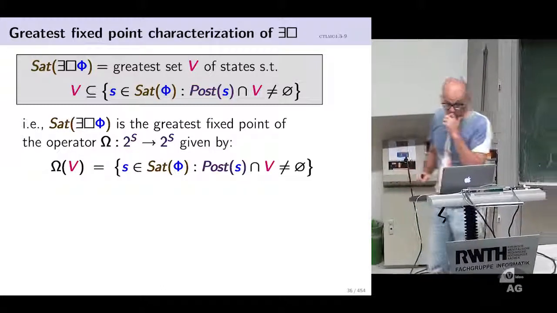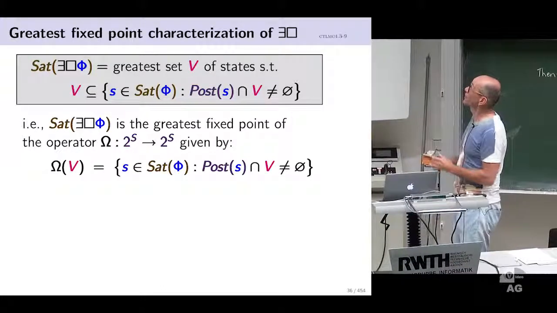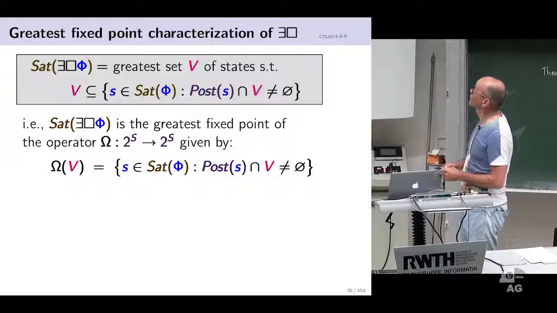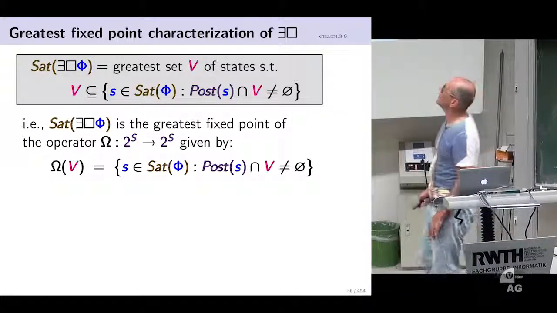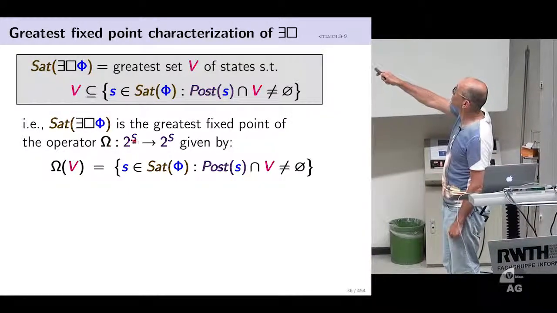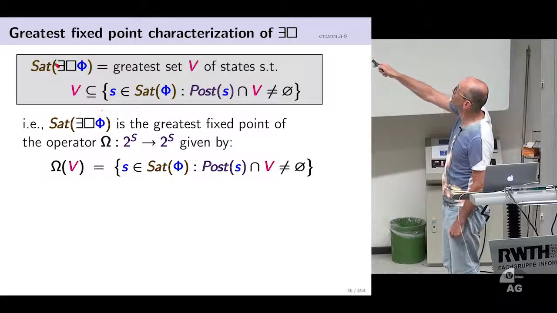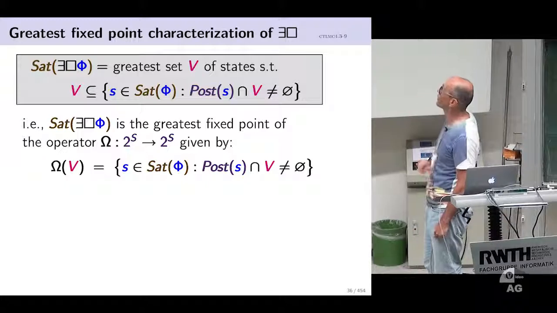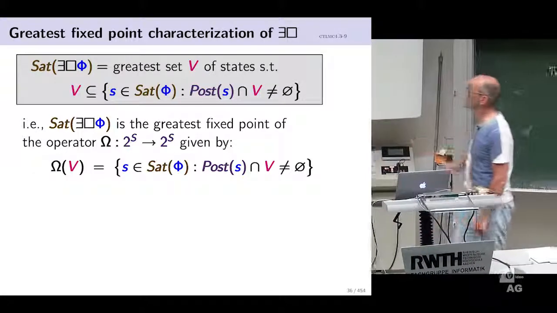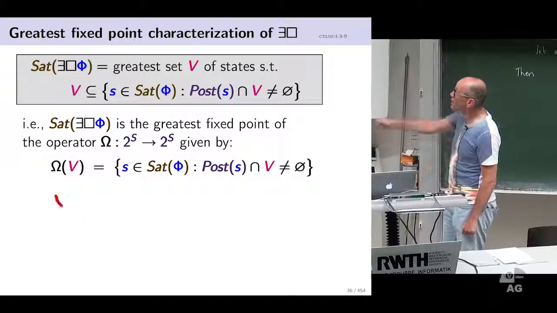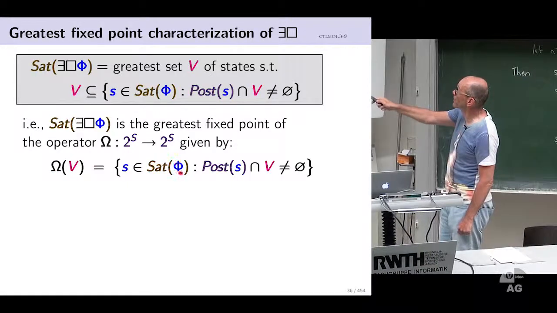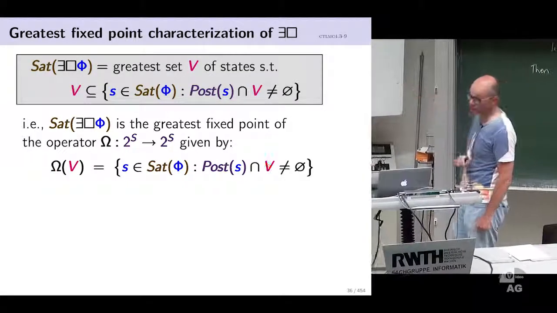Good. So in terms of a fixed point, this is similar as we had seen on the previous slide. This is a fixed point of a function. And this function takes as argument a set of states, right? Think about, for instance, a set of states satisfying existential box phi. And it gives you a set of states. And the idea is that omega of V gives you the set of phi states which have a direct successor into V.